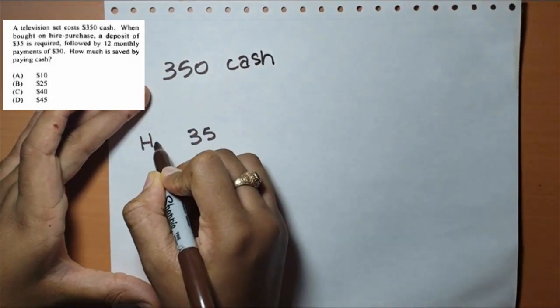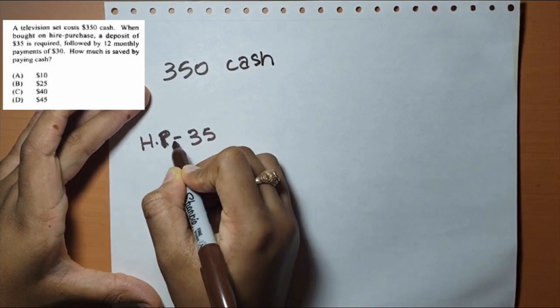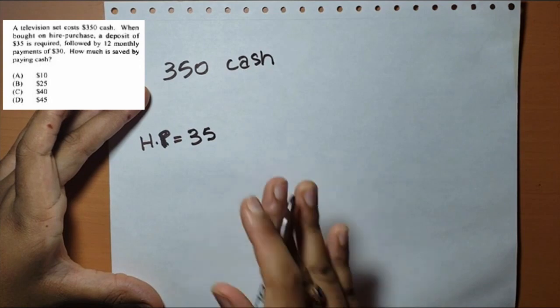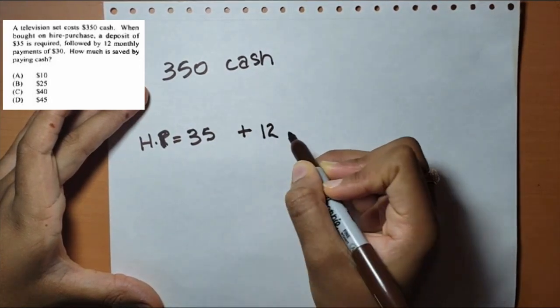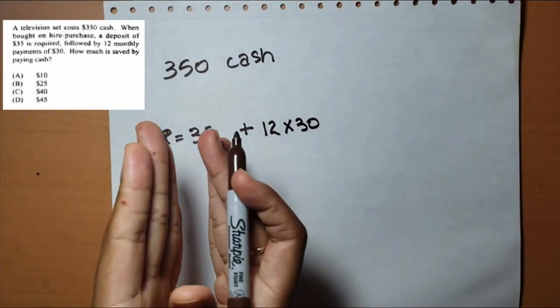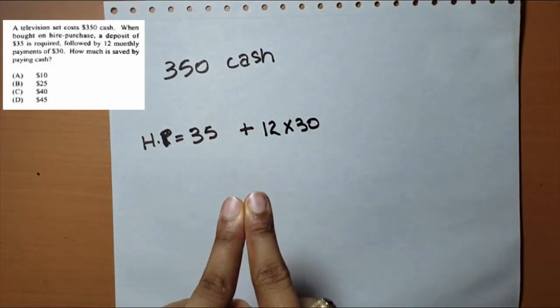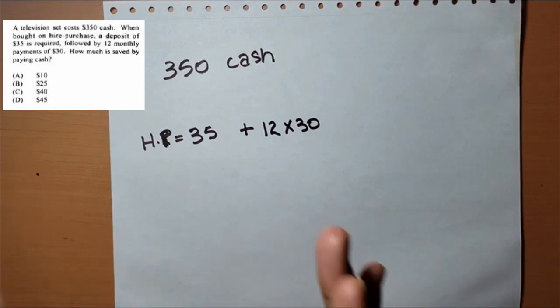So HP, we're going to call that hire purchase. You pay a deposit of $35 plus 12 monthly installments of $30. Everyone understands you have a deposit plus 12 monthly installments of $30. That means to say that every single month you're going to pay them $30, but when you go on the first day, you have to pay them $35 down.